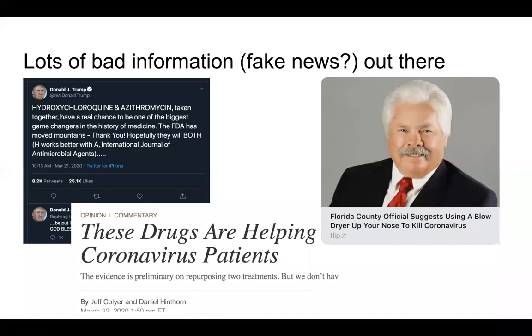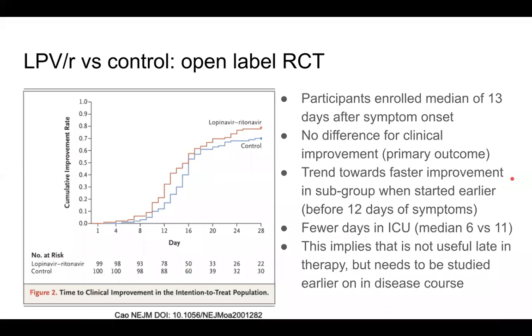Next slide, please. So I think everyone has heard of the major lopinavir ritonavir open label randomized control trial that was published last week in the New England Journal. Lopinavir ritonavir, again, is an HIV protease inhibitor. It was found to have in vitro activity against SARS by inhibiting that 3CL protease. Remember, one of the proteases that cleaves the non-structural proteins. There was a small non-randomized study with SARS that suggested a benefit to treatment with this agent, although it was never studied rigorously. Importantly, the 3CL protease is highly conserved between SARS-CoV and SARS-CoV-2, and so there was a lot of interest in using this drug for COVID-19 patients.